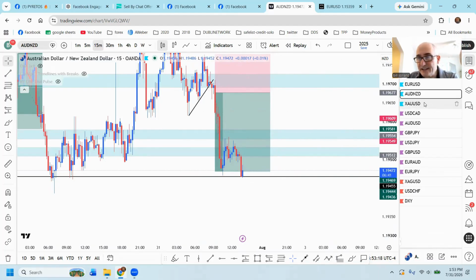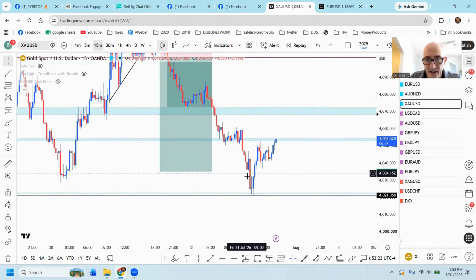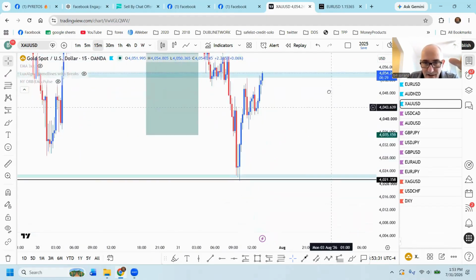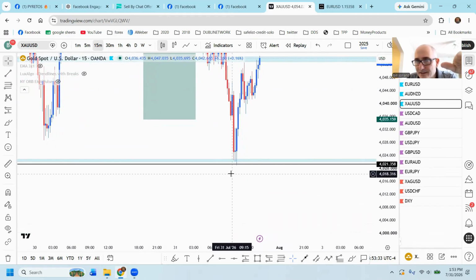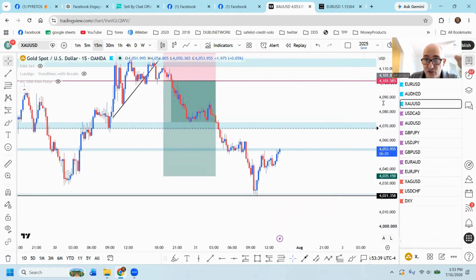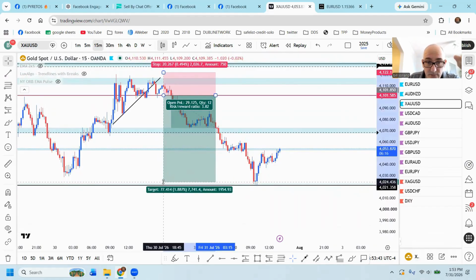So you'll see this in gold too, by the way. Gold runs all the way down. Where's it stop at? Right at my daily range low. What's it do? Look at that, guys. That's to the pip. Bounces right off my daily range low. And that's why this trade should have been set up to go all the way down.